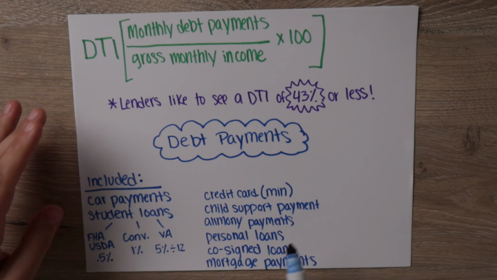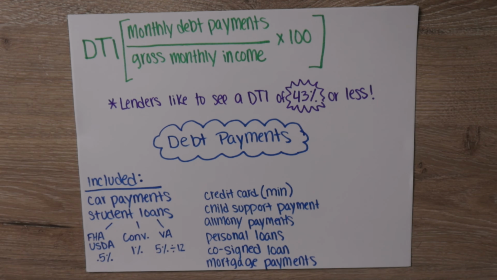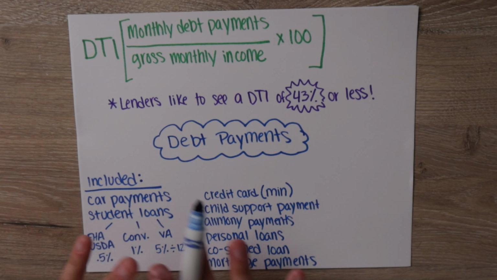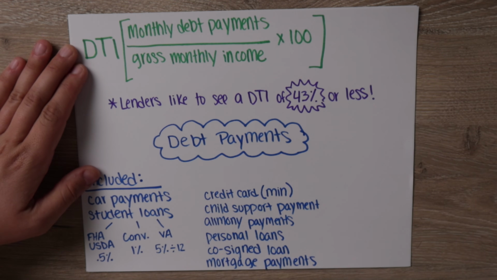So some of the items that are not going to be included in these debt payments are things like utilities, car insurance, cell phone bills, cable and internet bills, health insurance, groceries, rent. You do not have to take any of those into consideration or work them in with your monthly debt payments.